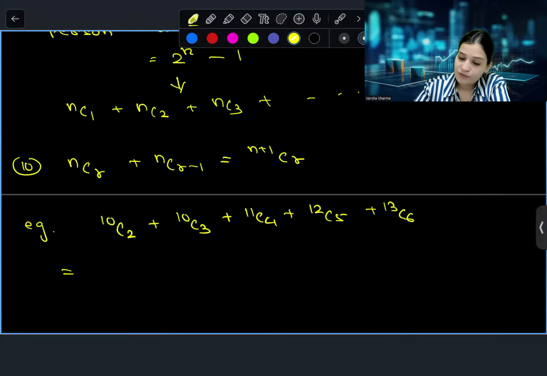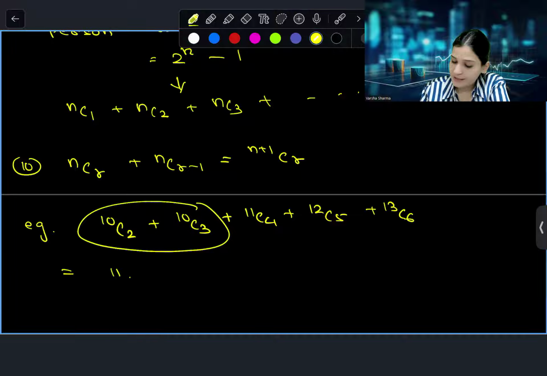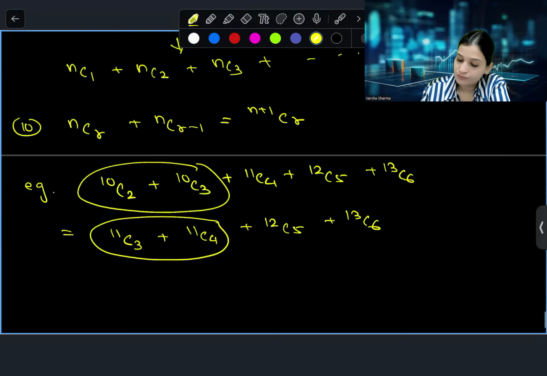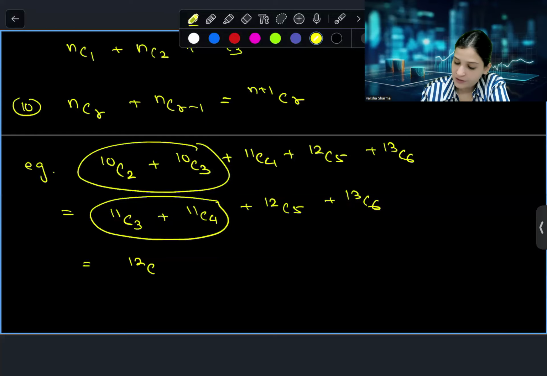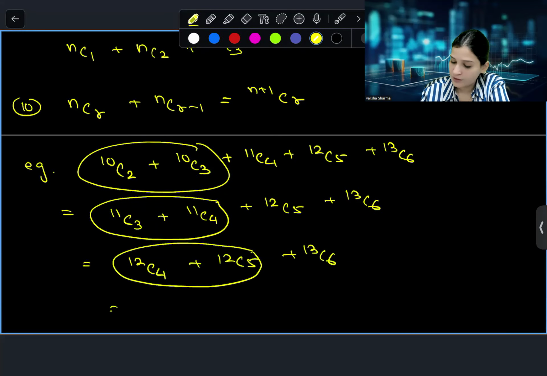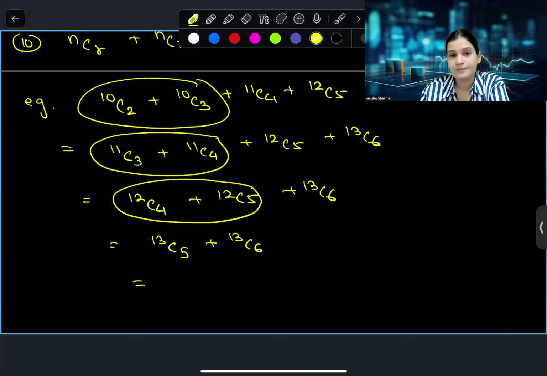If we first apply this formula in these two, it will be 11C3. Then apply in these two, 12C4. Apply in these two, 13C5. What's the final answer? 14C6.